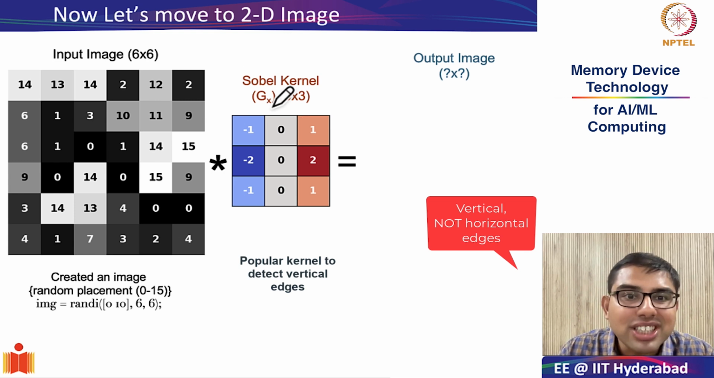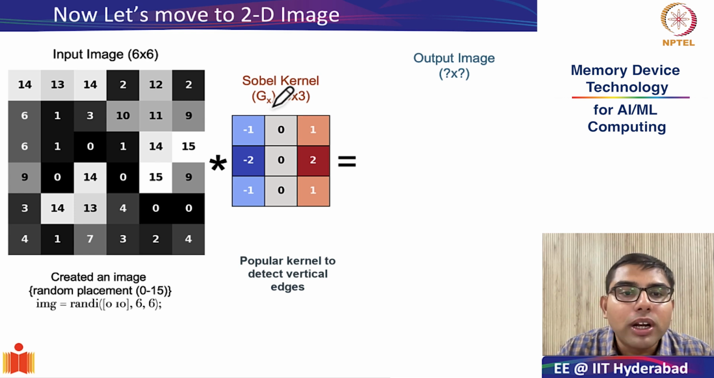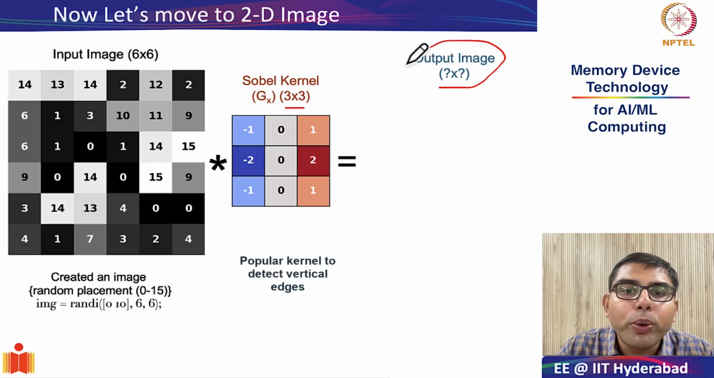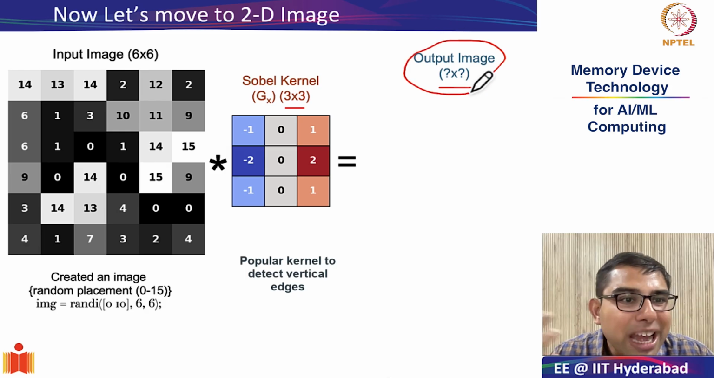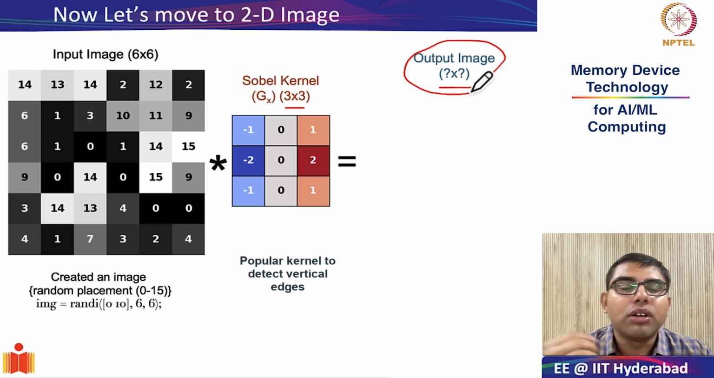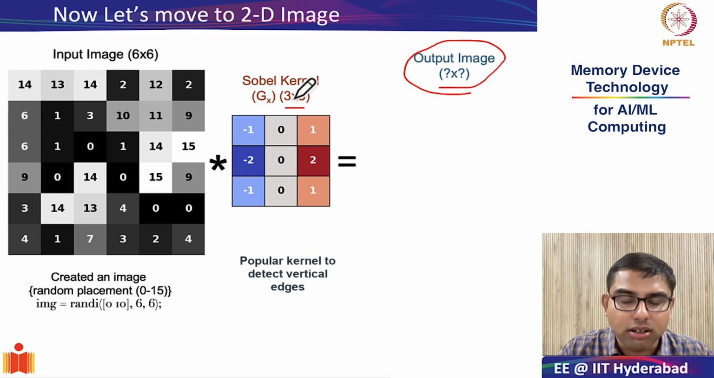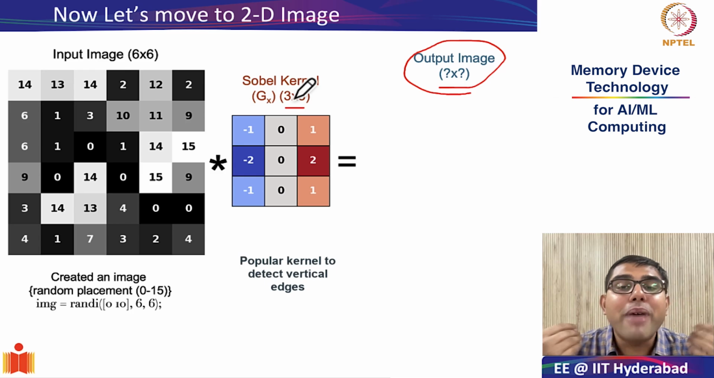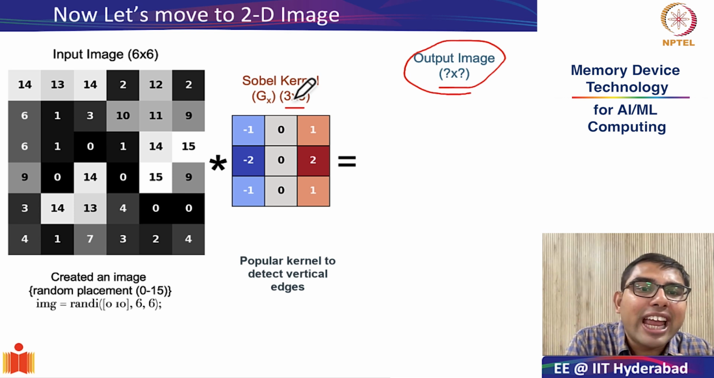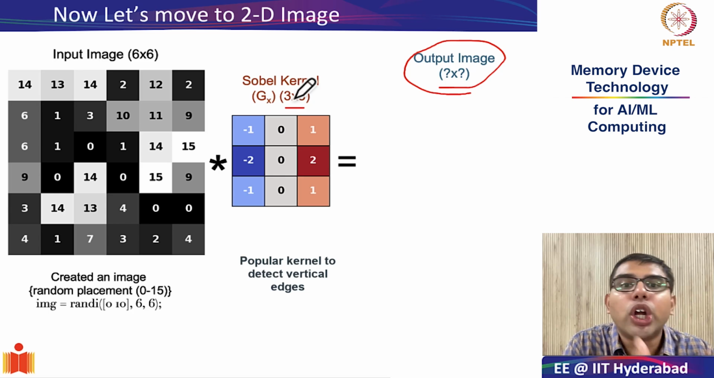The first thing that we notice is that the size of the Sobel kernel is just a small 3 cross 3. So the first question that we will ask is, what will the output image look like when we take an input image of 6 cross 6 and do a convolution with a matrix which is 3 cross 3? What is the output image that is expected? And to do that, let us remember what are the 3 important rules that we performed even in 1D convolution to go from the input and kernel matrices to the output image.